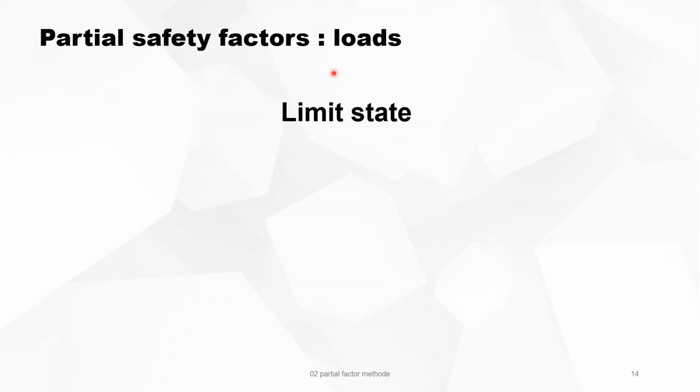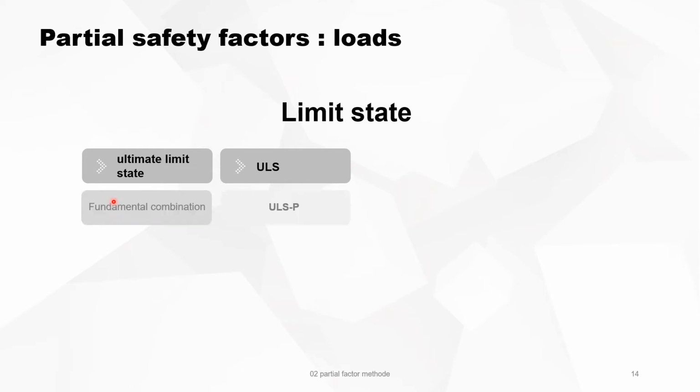Now consider the limit state. We have on the one hand the ultimate limit state, which is in short ULS. There are three ULS limit states. The fundamental combination or the persistent combination is ULSP. You have the transient combination ULST, and you have the accidental combination ULSA.